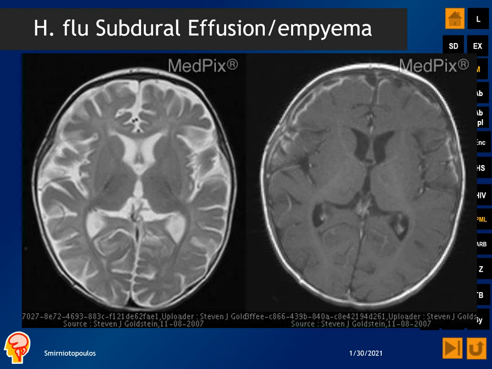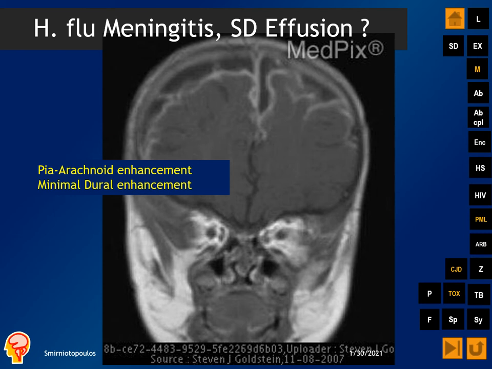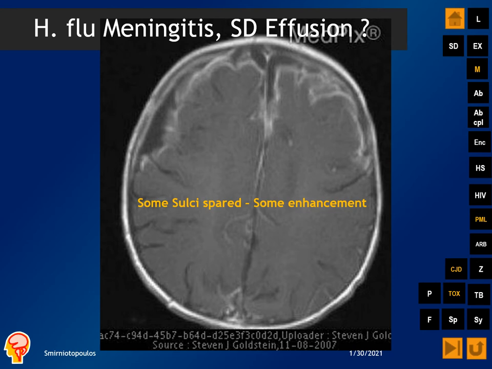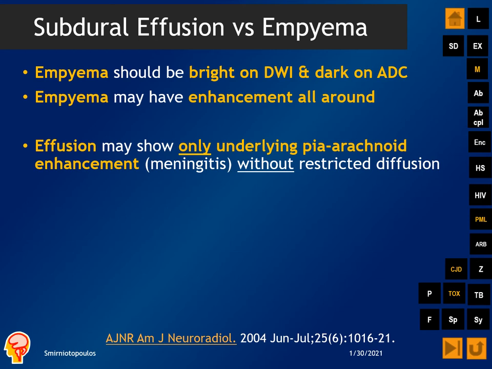So this could be a subdural effusion. On the coronal image, again, we can see enhancement along the surface of the brain under the fluid collection, but not over the top, which would be pachymeningeal enhancement. Some of the sulci also show contrast enhancement and some don't, indicating that the patient does have a leptomeningeal infection or meningitis. So, just as a review, the empyema should be bright on the DWI.